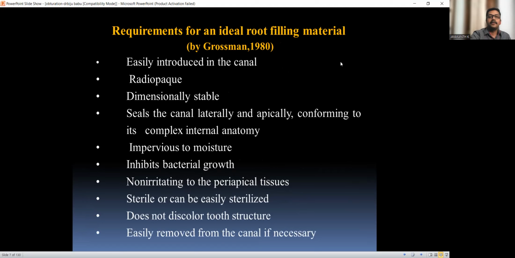Now, the requirements of an ideal root canal filling material. So what are the requirements for an ideal root canal filling material?